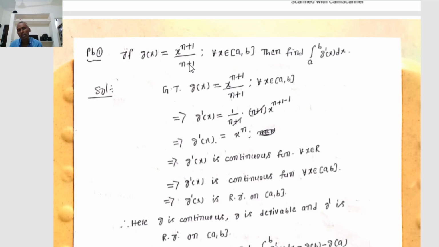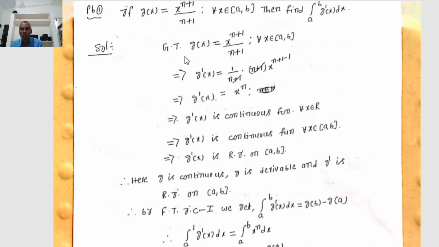Okay, if g(x) equals x^(n+1)/(n+1) for all x belonging to the closed interval [a, b], then find the integration from a to b of g'(x) dx using the fundamental theorem of integral calculus. Easily we can find it using the fundamental theorem of integral calculus, where g(x) equals x^(n+1)/(n+1) for all x belonging to [a, b], and 1/(n+1) is a constant.